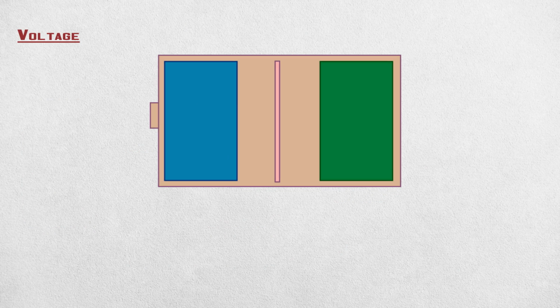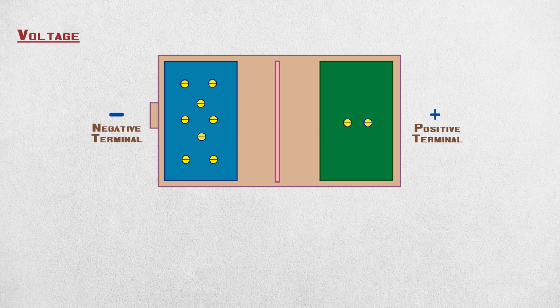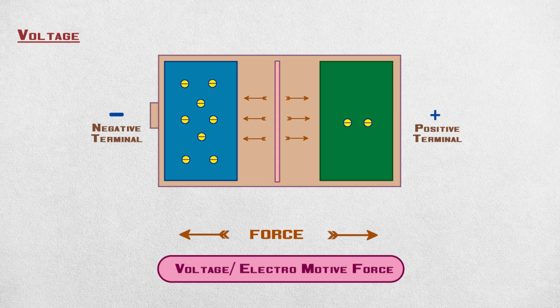Now let us assume a battery. The battery contains a negative terminal and a positive terminal. Due to chemical reactions inside the battery, a greater number of electrons are created at the negative terminal, and fewer electrons are created at the positive terminal. This difference in the number of electrons between both terminals will create a force. This force, or the electric potential difference, is called the voltage, or electromotive force, EMF.